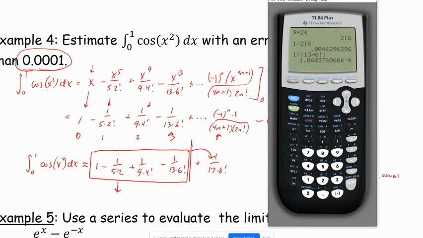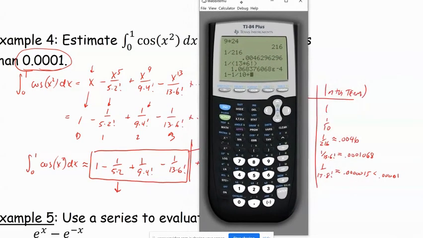that's going to be 1 minus 1 over 10 plus 1 divided by 216 minus 1 divided by 13 times 6 factorial. And that is about 0.9045.